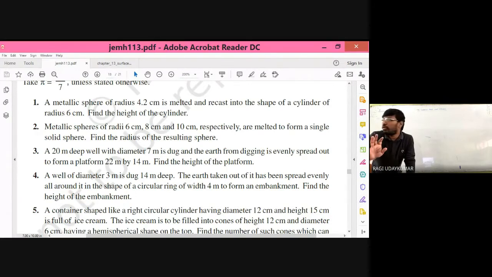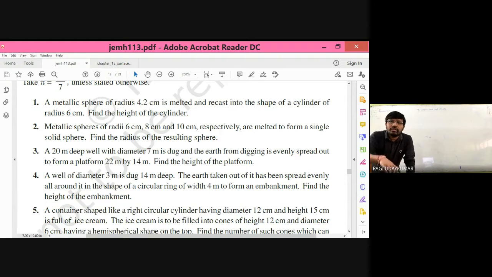plus 8 cube plus 10 cube, whatever you get. This question is very simple, you can do it. Here 4 by 3 pi r cube should be equal to 4 by 3 pi 6 cube, 4 by 3 pi 8 cube, 4 by 3 pi 10 cube. Take 4 by 3 pi common, and 6 cube plus 8 cube plus 10 cube will come, isn't it? So r cube is equal to 6 cube plus 8 cube plus 10 cube. You have to find the final value.